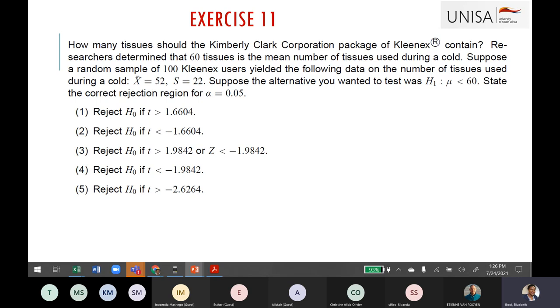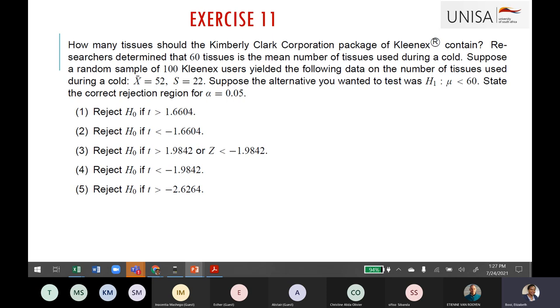Okay, so on the next one, how many tissues should the Kimberly-Clark Corporation package of Kleenex contain? The researcher determined that 60 tissues is the mean number of tissues during a cold. Suppose a random sample of 100 Kleenex users yielded the following data on the number of tissues used during a cold. The sample mean was 52. The sample standard deviation was 22. Suppose the alternative you wanted to test was that the mean is less than 60. If we know that, state the correct rejection region for the alpha.